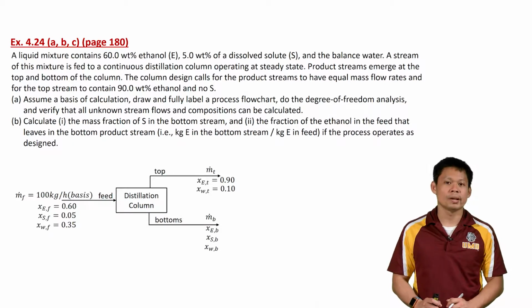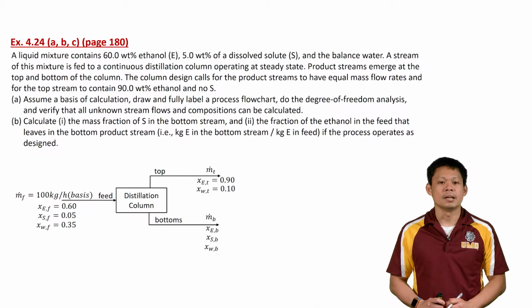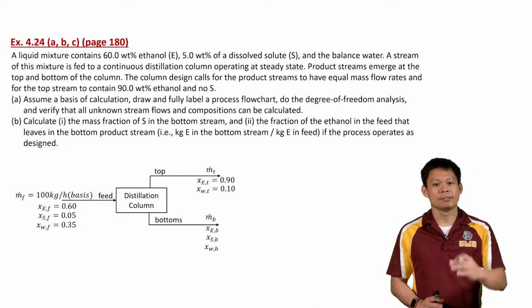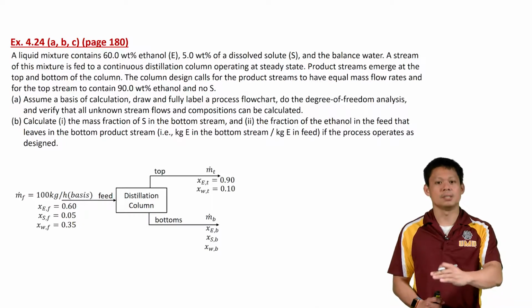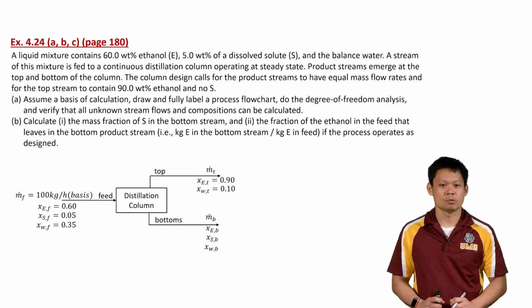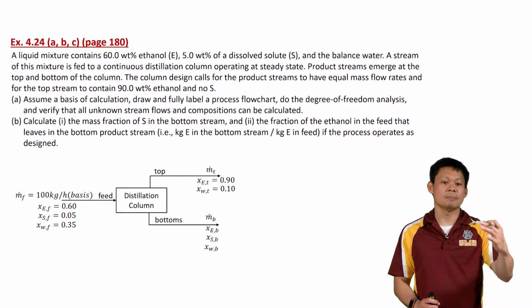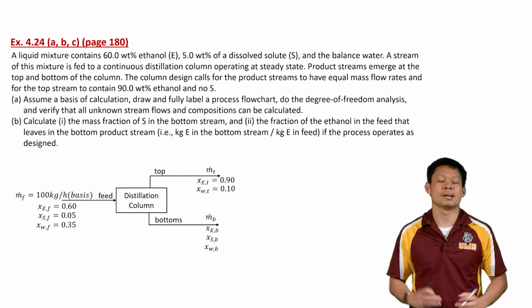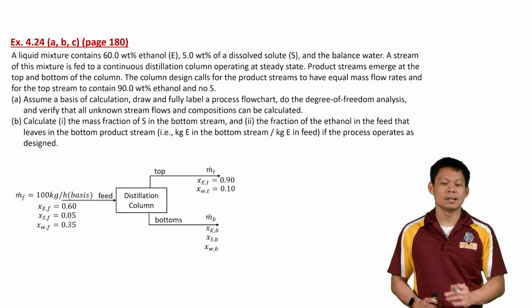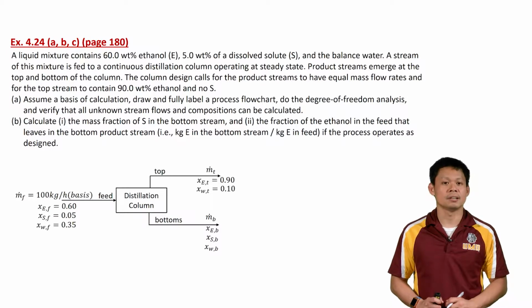By writing it this way, we can write our specification easily as MT equals MB. If we had written it the other way, where we have MEB, MSB, and MWB in our bottom stream, writing the specification would be cumbersome and difficult to use, because what that would mean is MT equals the sum of the three masses in the bottom stream. So by labeling it this way, it's going to make our lives a lot easier.